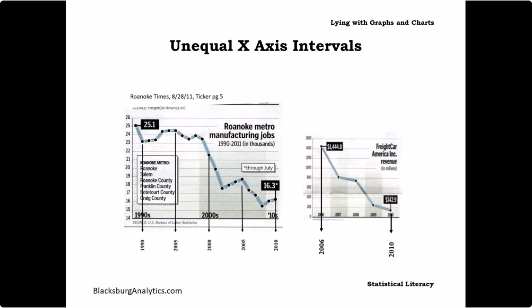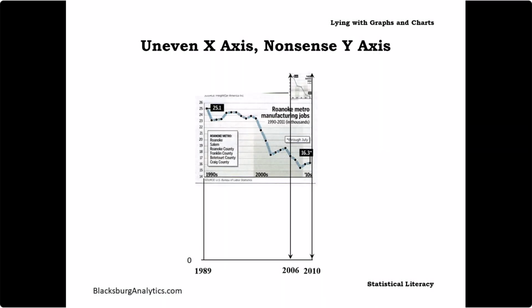Second, the x-axis in the upper revenue graph extends from 2006 to 2010. The jobs graph begins at 1900s. It's unclear as to what 1900s refers to, but by counting marks on the graph, it appears to begin in 1989 and extend to 2010. Ignoring the incompatible y-axes, starting the jobs graph at 0, and making the time periods correspond, the graph looks like this.